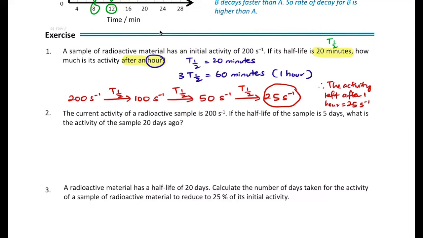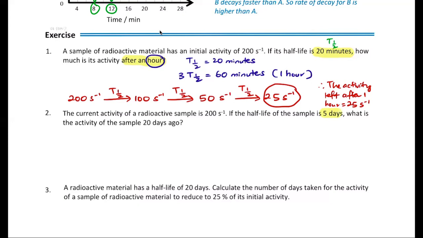Try and do it. Question number 2. This one is referring to the sample 20 days ago. Now, how to do this question? This is a backwards calculation. Try and do the question first. How to get the answer?